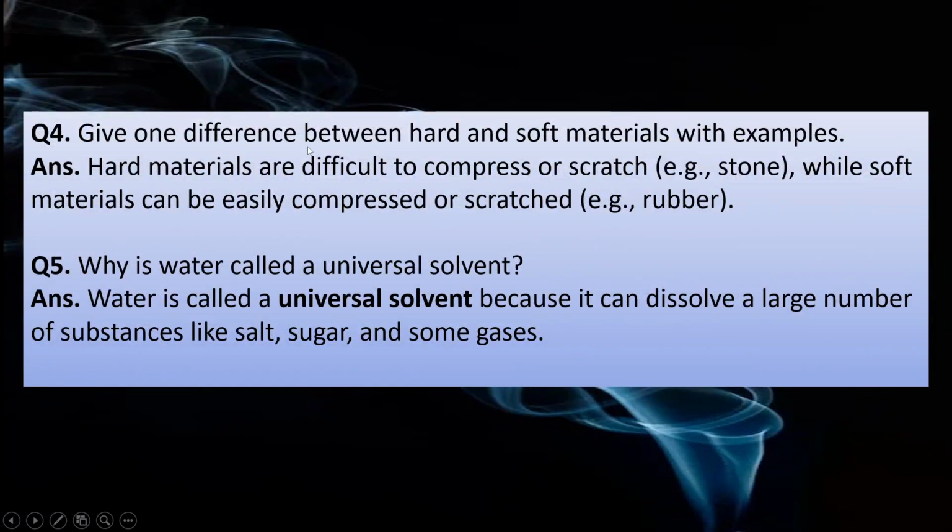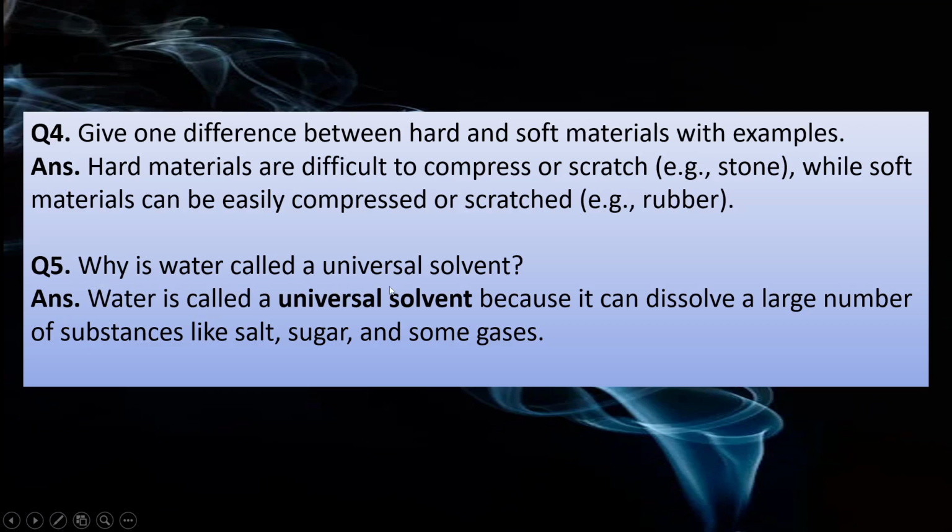Question number 4. Give one difference between hard and soft materials with examples. Answer. Hard materials are difficult to compress or scratch. Example, stone. While soft materials can be easily compressed or scratched. Example, rubber.